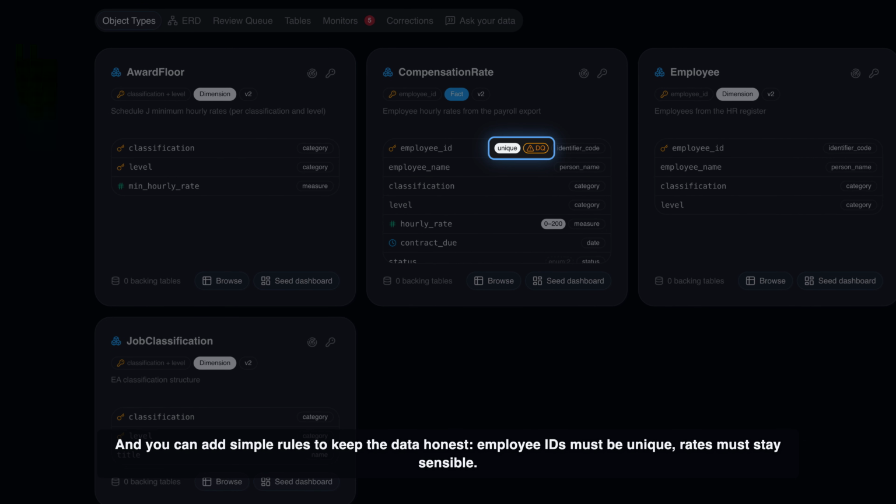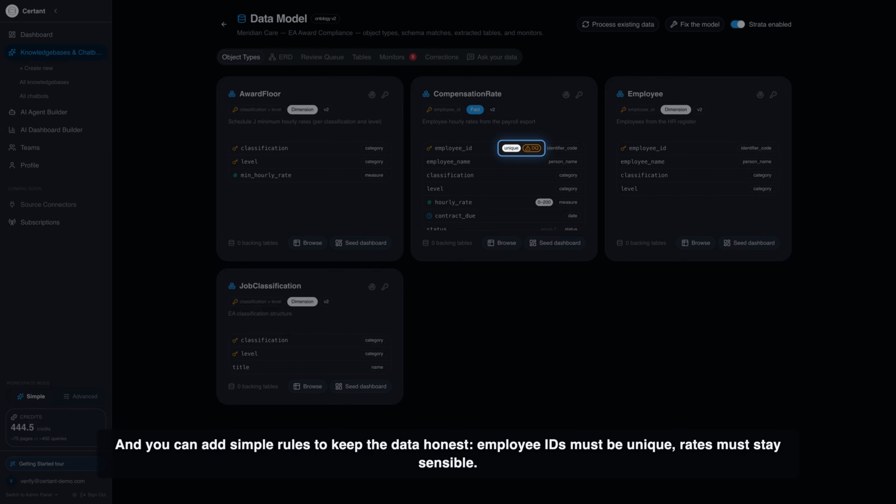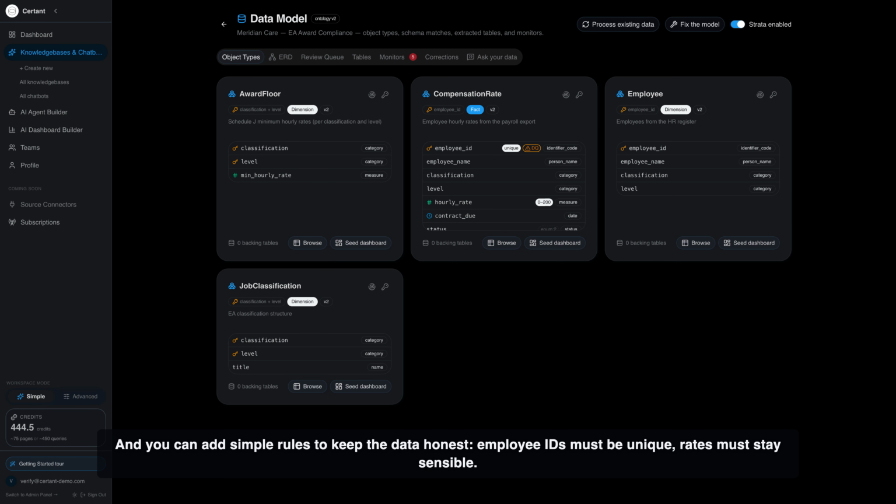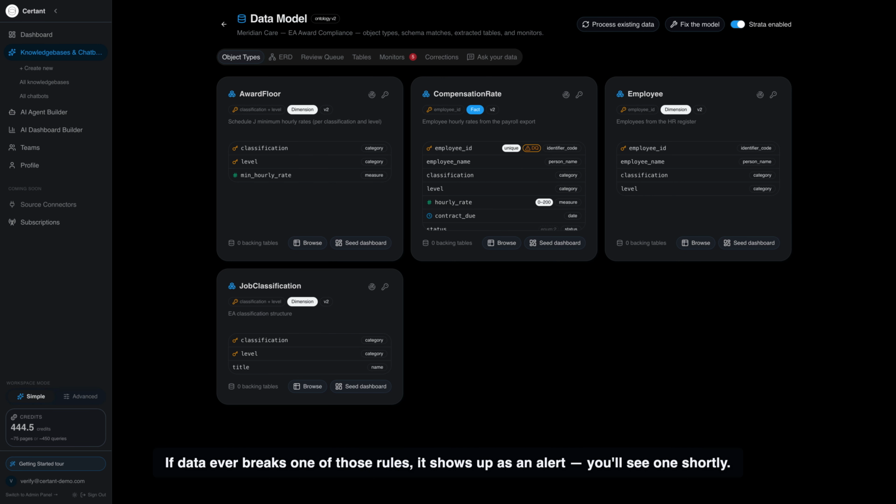And you can add simple rules to keep the data honest. Employee IDs must be unique. Rates must stay sensible. If data ever breaks one of those rules, it shows up as an alert. You'll see one shortly.